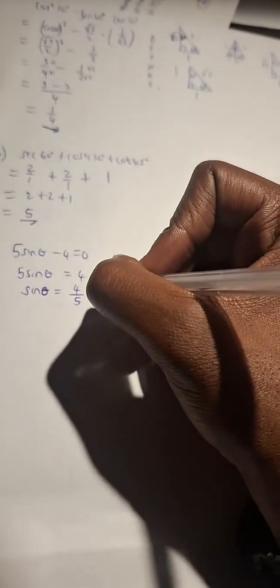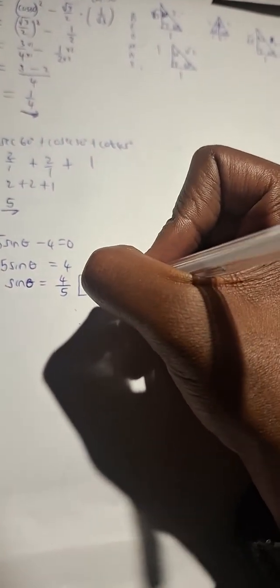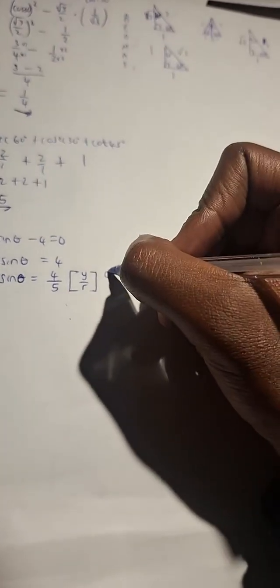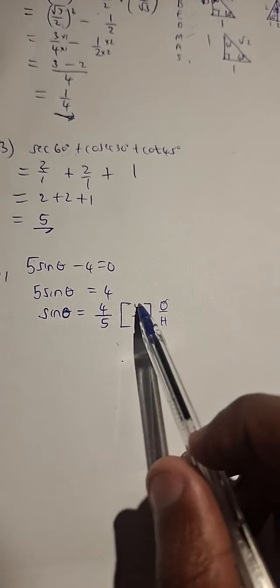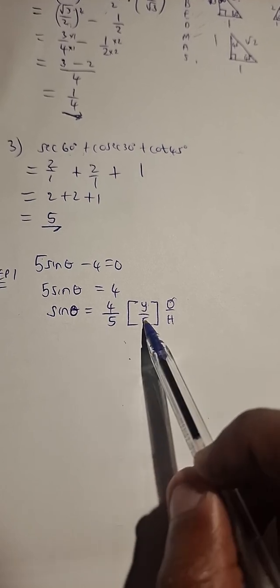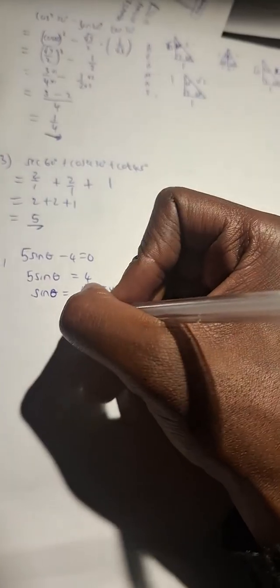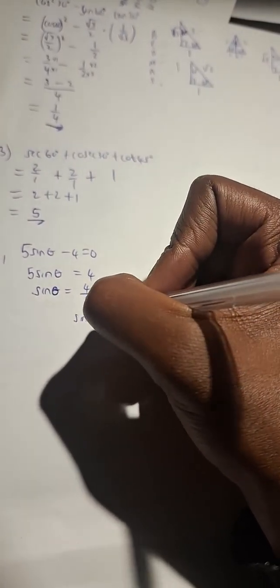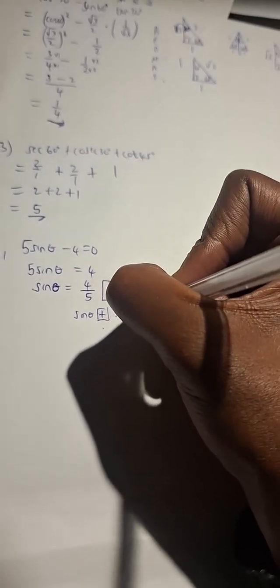Okay, now what is this? This is y over r. In other words, opposite over hypotenuse. Why do I put y over r? In the Cartesian plane, this is the y value. This is the r value. Now also we know that sine theta is actually what? Positive. In other words, sine theta is greater than 0.